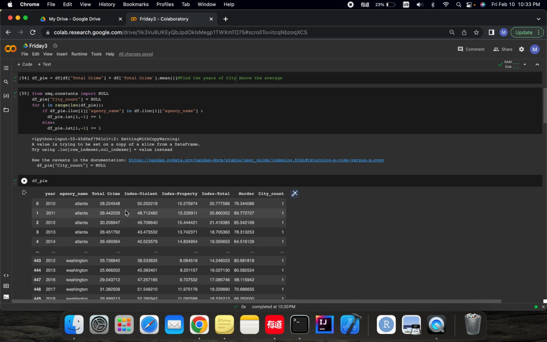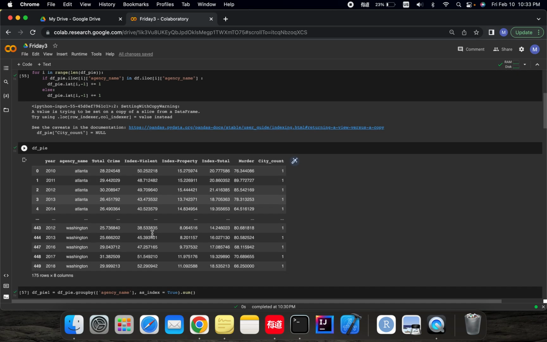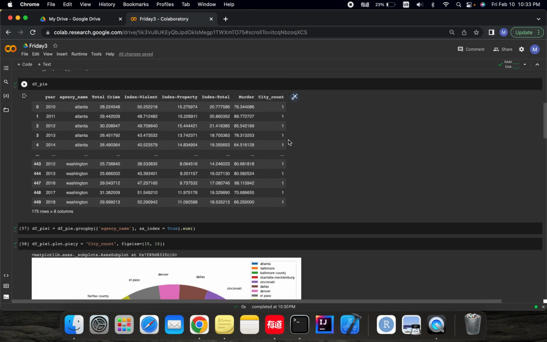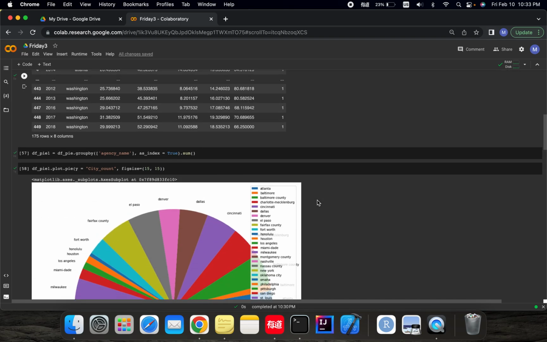So for example, this is telling you that in this year in the city of Atlanta, the total crime is bigger than the average. One thing to notice is that this average is the average of the entire data set, so it's not per year, which I actually could try to do. I think we're good right now. And then I group them up together. So the total amount of the city count is grouped together, and then this is the chart.